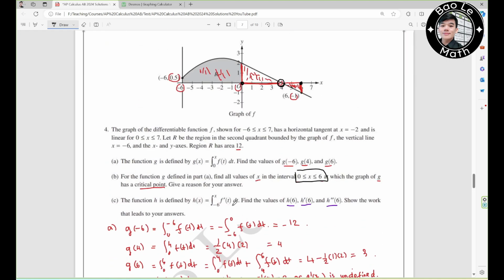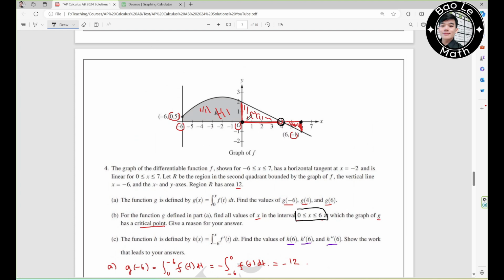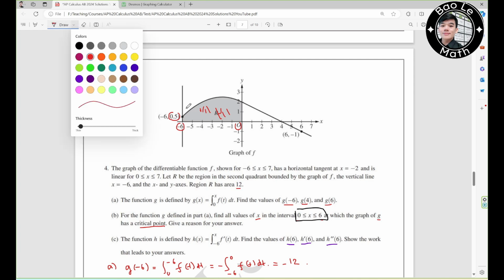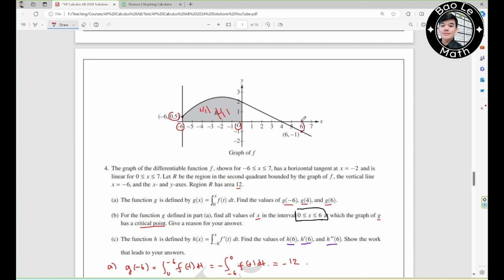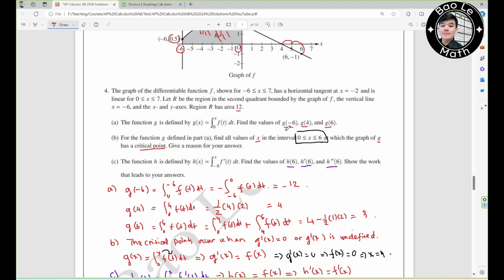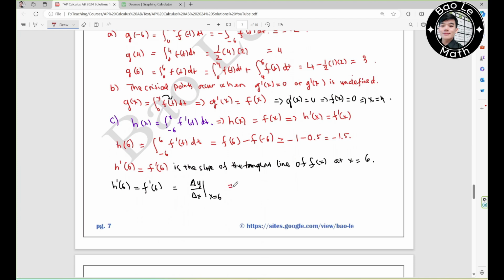So we look at this one. From 0 to 6 right here, this is the linear function. So we need to calculate the slope of this one. So rise equals 1. Run equals -2. Right, so it could be -1/2.